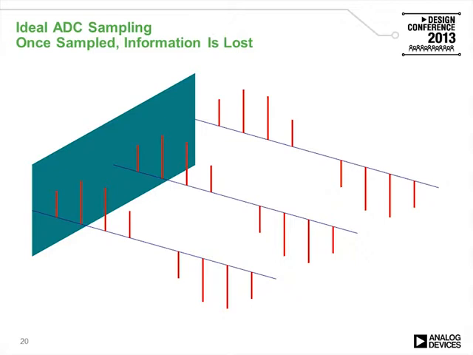You can't. Once it's digitized, the information is lost, and you can't really tell one from the other. This is why we have to band limit the inputs of converters, to make sure that we know the frequency. So we know that it would have been one cycle or 21 cycles, depending on which it is.